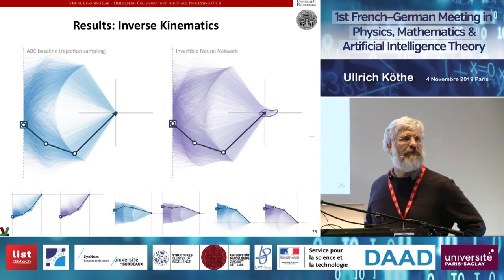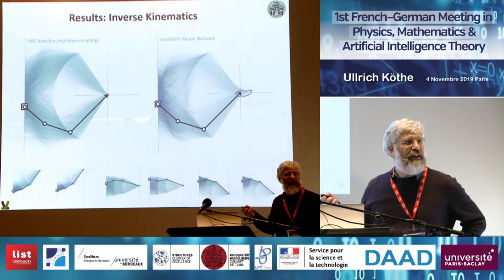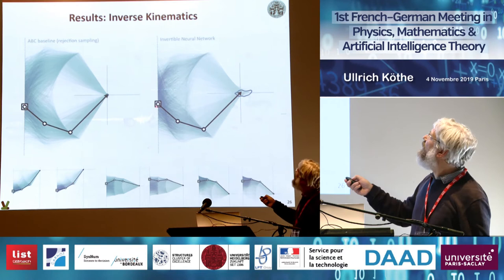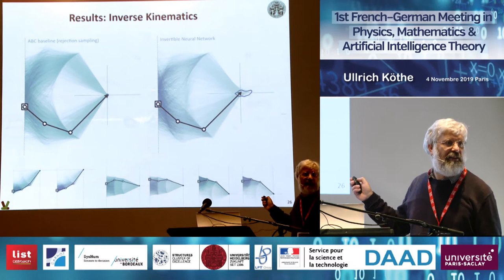Then this area here is what we call the re-simulation error. Given a solution of our network for the axes, we apply these axes to the arm and look where the hand actually lands. It does not always land exactly in the desired position, but this is the 95% region where the hand lands in reality.